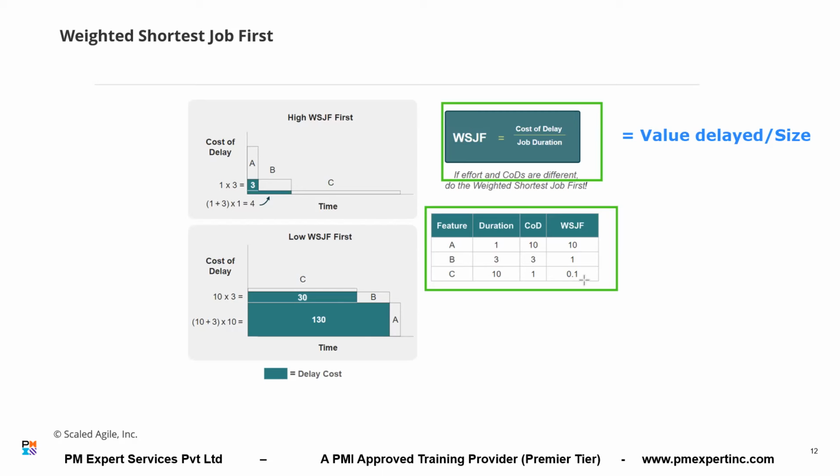Now tell me, if we do this in an incorrect sequence, do we have to pay the price of it or not? Suppose instead of doing A, B, C, we do C, B, A. We do C first, then B, then A. Is there a cost of delay? If we do C first, B, and then A, in this sequence, what will be the cost of delay?